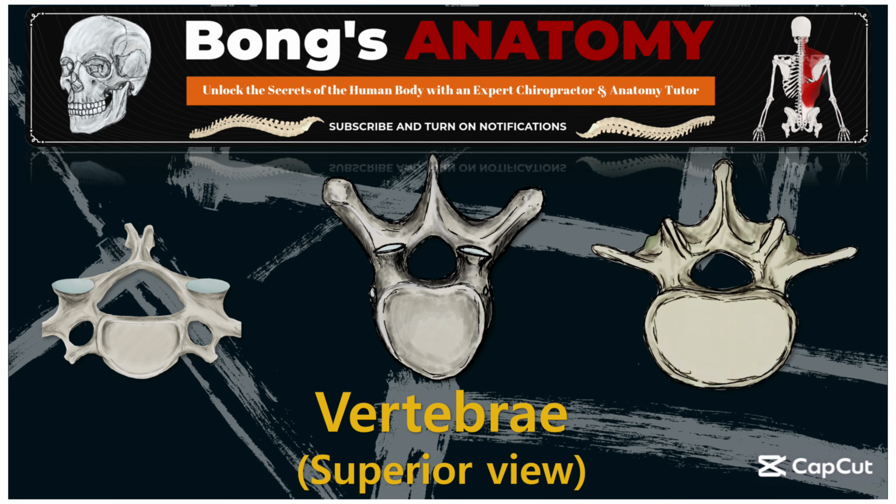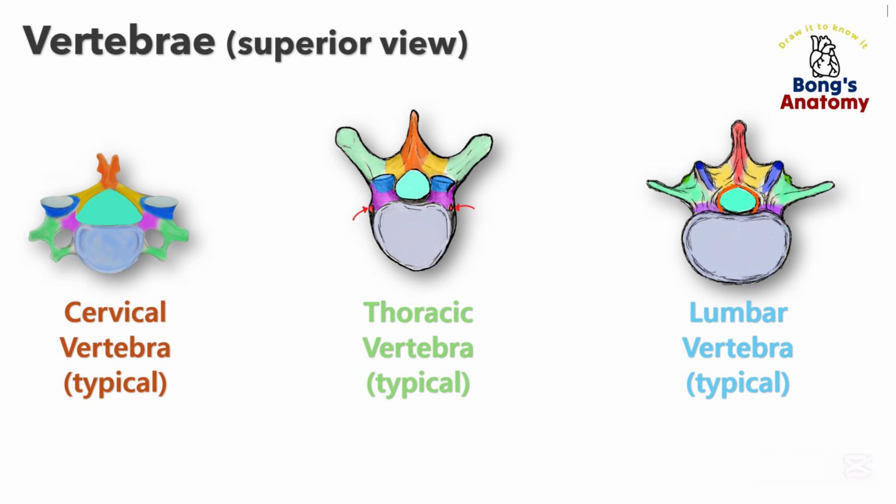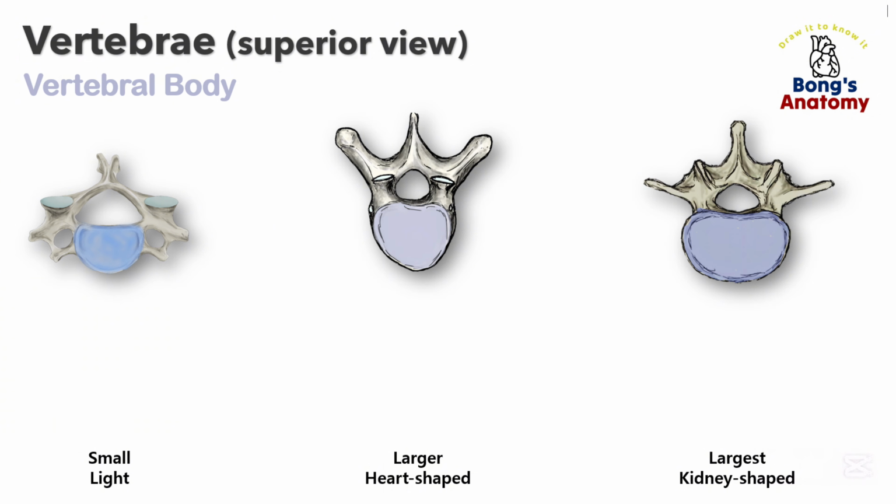Welcome to Bones Anatomy. Today we are going to explore the superior view of a typical cervical, thoracic, and lumbar vertebrae and compare their structures. Using prepared images, I'll draw each bony landmark step by step to explain their differences and unique features. Let's start with the vertebral body.